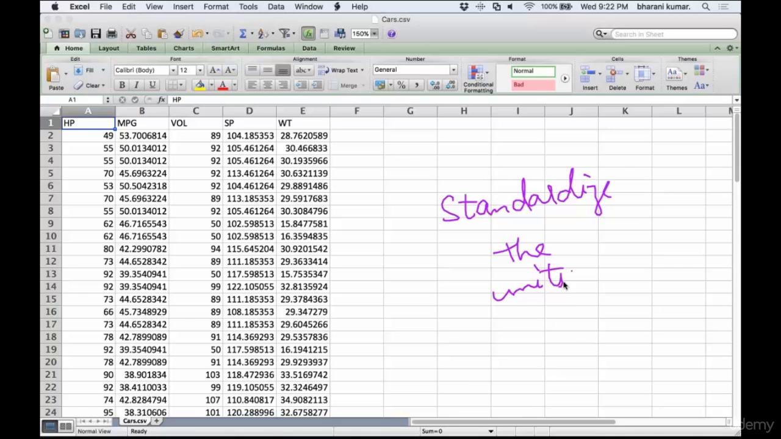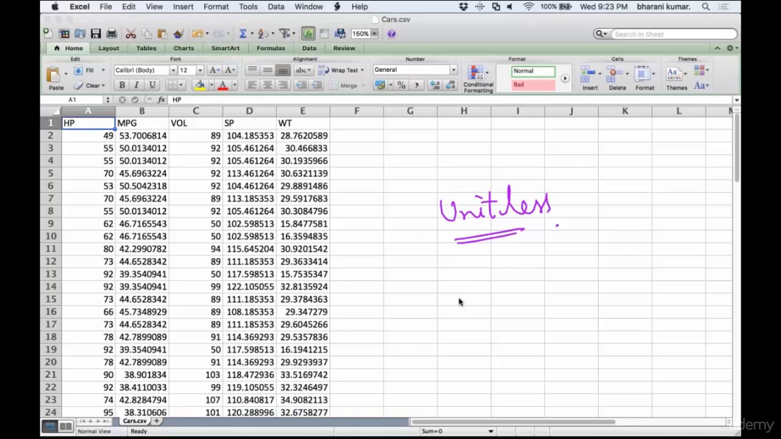What do I mean by standardizing? I mean making the data unitless. And how do you make the data unitless? There is a formula called Z is equal to X minus mu over sigma. Z is equal to X minus mu over sigma. This is the formula used to standardize the data. Remember another terminology here. Standardizing the data is also called normalizing.